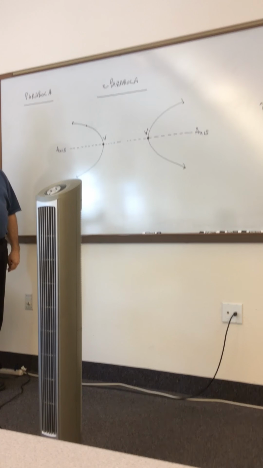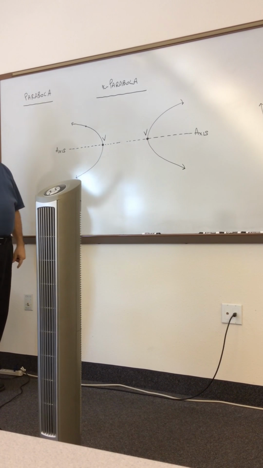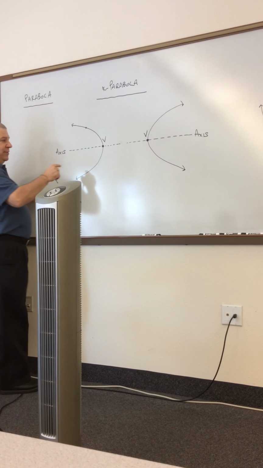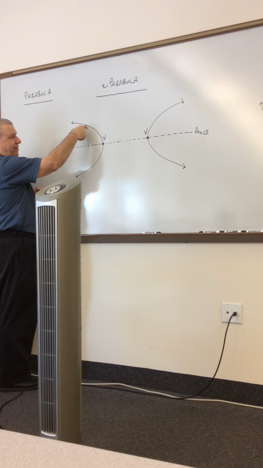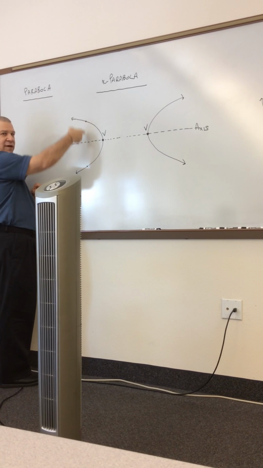Come on, this wasn't a hard question though. If you know there's a point right there, what other point do you automatically know? The same spot on the other one, down here, right? This is like a mirror. So this is going to reflect right through, and there must be another one right there. You see what I'm saying?